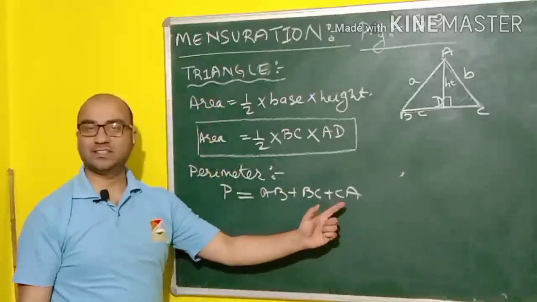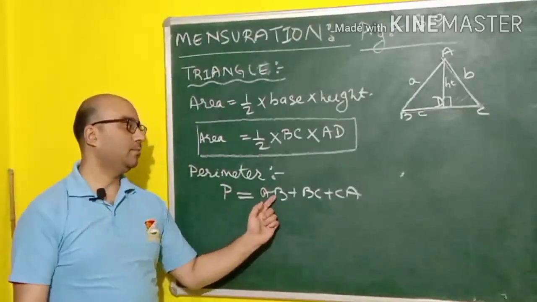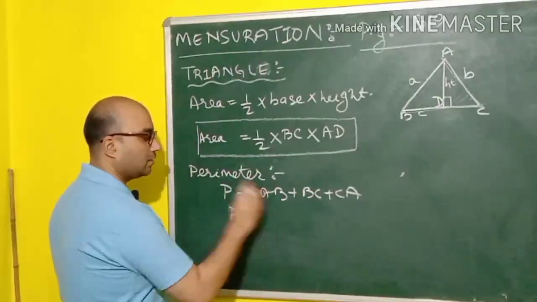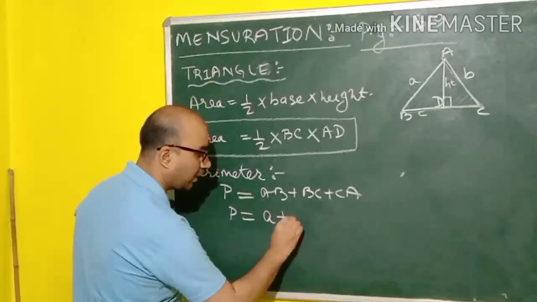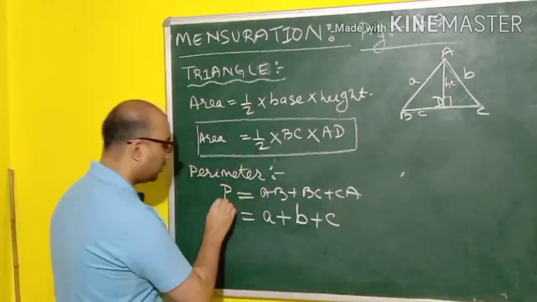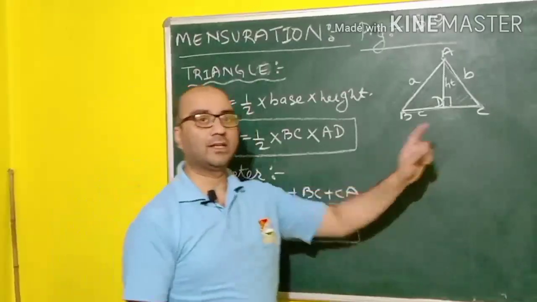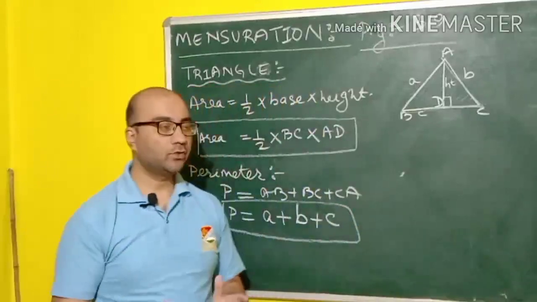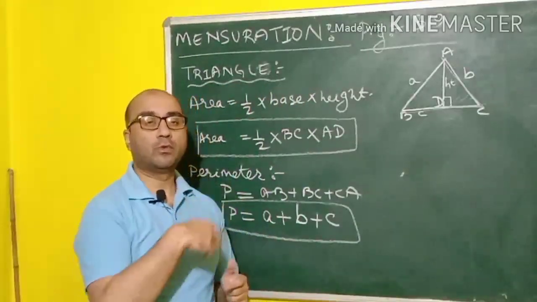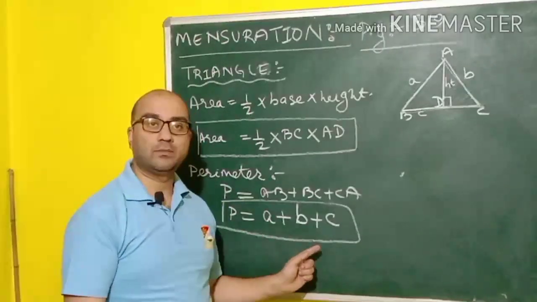Either you can write this as CA or AC, it really doesn't matter. Okay, so perimeter is equal to AB plus BC plus CA. So if I am to write this, perimeter is equal to AB, that is small a, B and then C. So this gives us the perimeter for this particular triangle. That means if any plane figure is given to you and you are asked to find the perimeter, you simply add up all the boundary sides, the closing sides of the closed figure, so that will give you the perimeter.